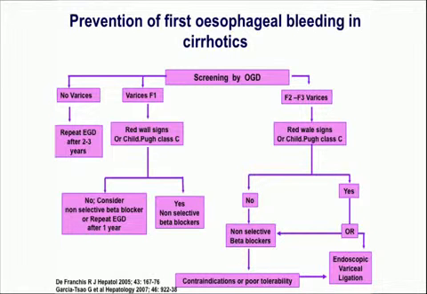And this is an algorithm. You don't need to look at this in great big detail, but this is the algorithm that hepatologists use for managing esophageal varices in patients with end-stage liver disease. So, whether they have varices that are small or big, what the Child-Pugh classification of the cirrhosis is, and whether you need to use non-selective beta blockers or not. And this is very important.